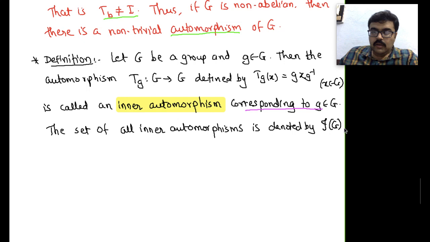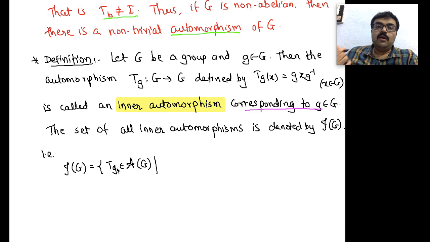So what is script I(G)? We can write this as the set of automorphisms of this type, T_G. It's an automorphism, but not just any automorphism. It is obtained as above, as we have defined, from one of the elements. So T_G for G in G. So this is the set.